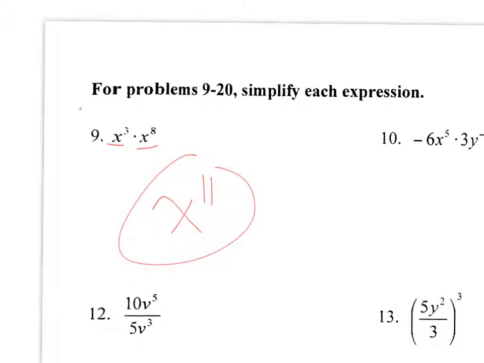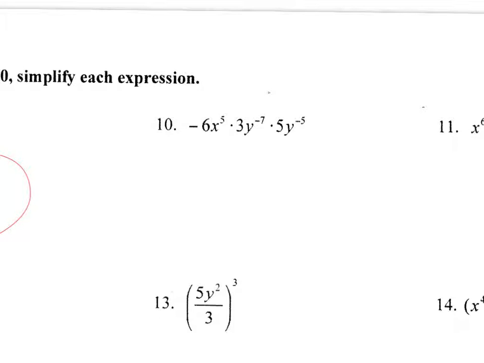Simple. Moving on. Problem 10. What kind of problem is it? Okay, we're multiplying. So actually multiply the numbers here. Negative 6 times 3 is 18. 18 times 5 is 90, so this is negative 90. Okay, now, I don't combine my x's and y's. I just have to leave as x to the 5th.